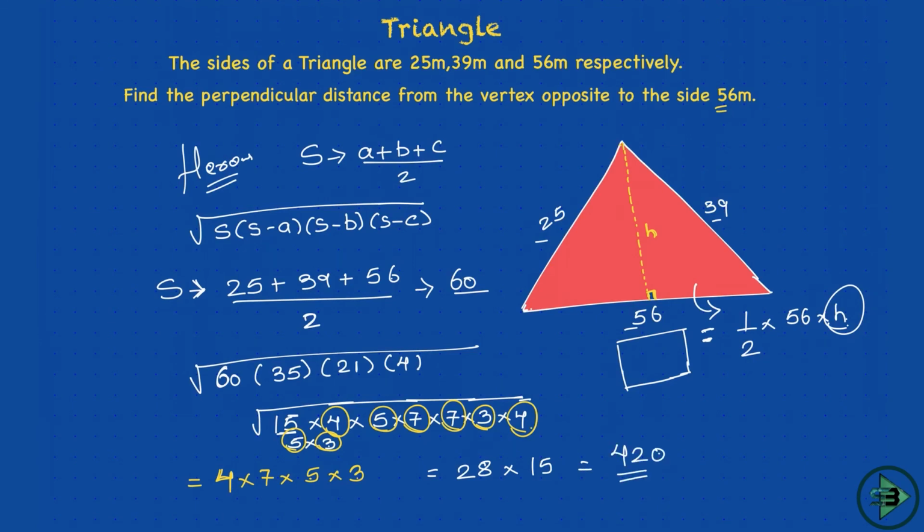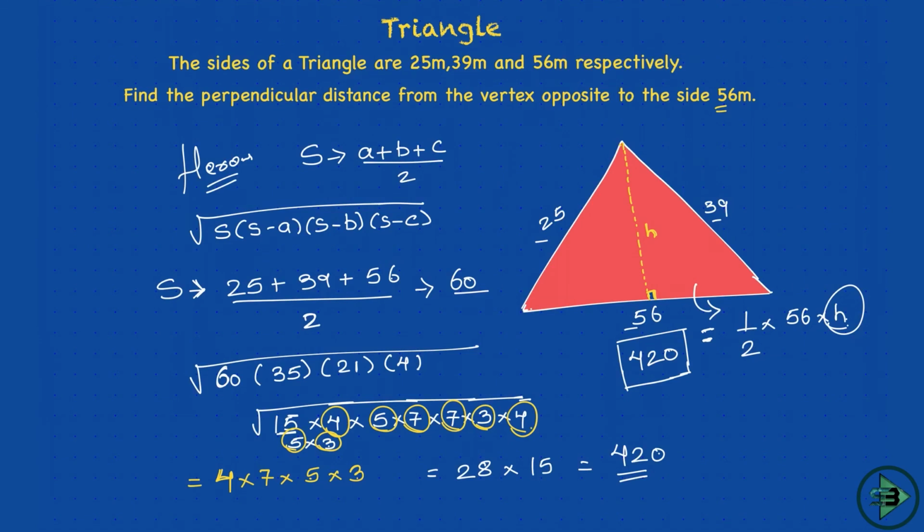But is this my final answer? No, this is the area of a triangle. Substitute it here. So area of the triangle 420 is equal to half into base into height. So what do I get from this now? What will be h is something that I want to know.